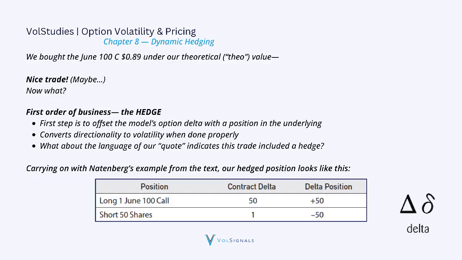So the first order of business is the hedge. Our first step is to offset the model's delta with a position in the underlying. Now, this converts the directionality of the trade into volatility when done properly, right?